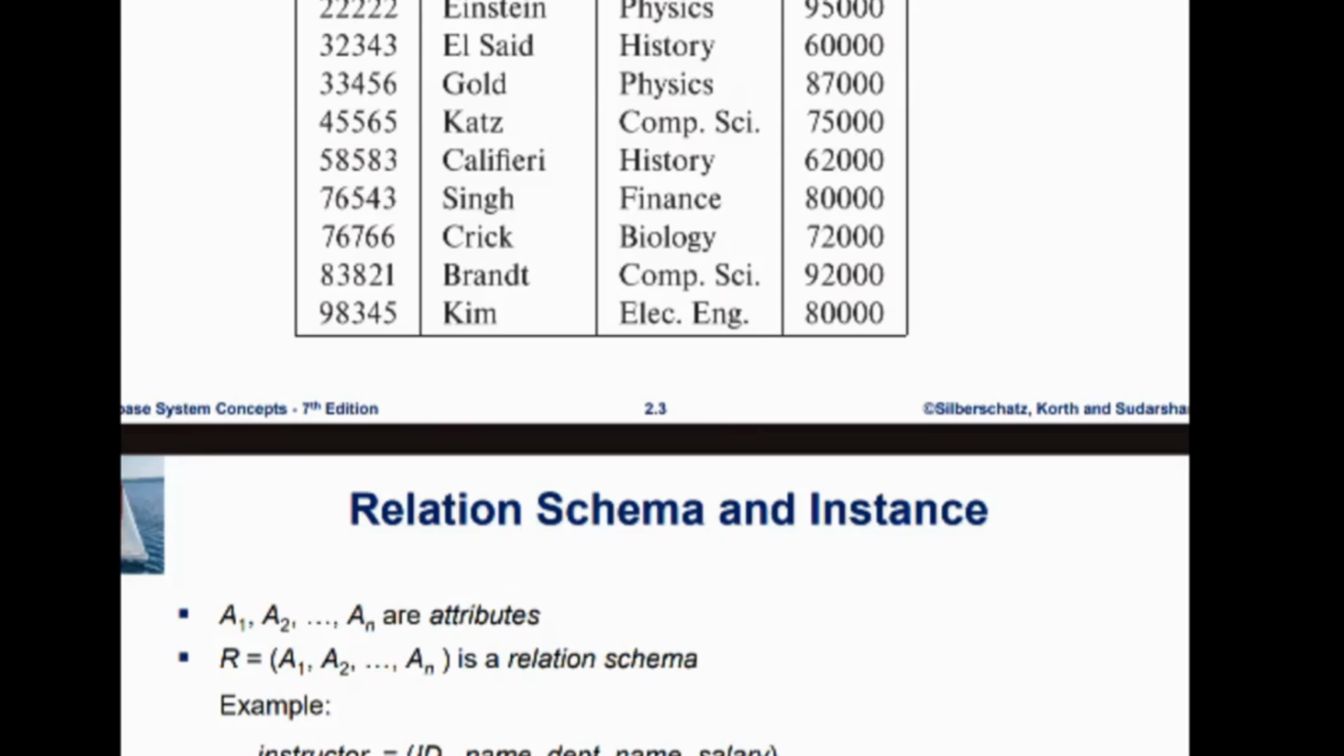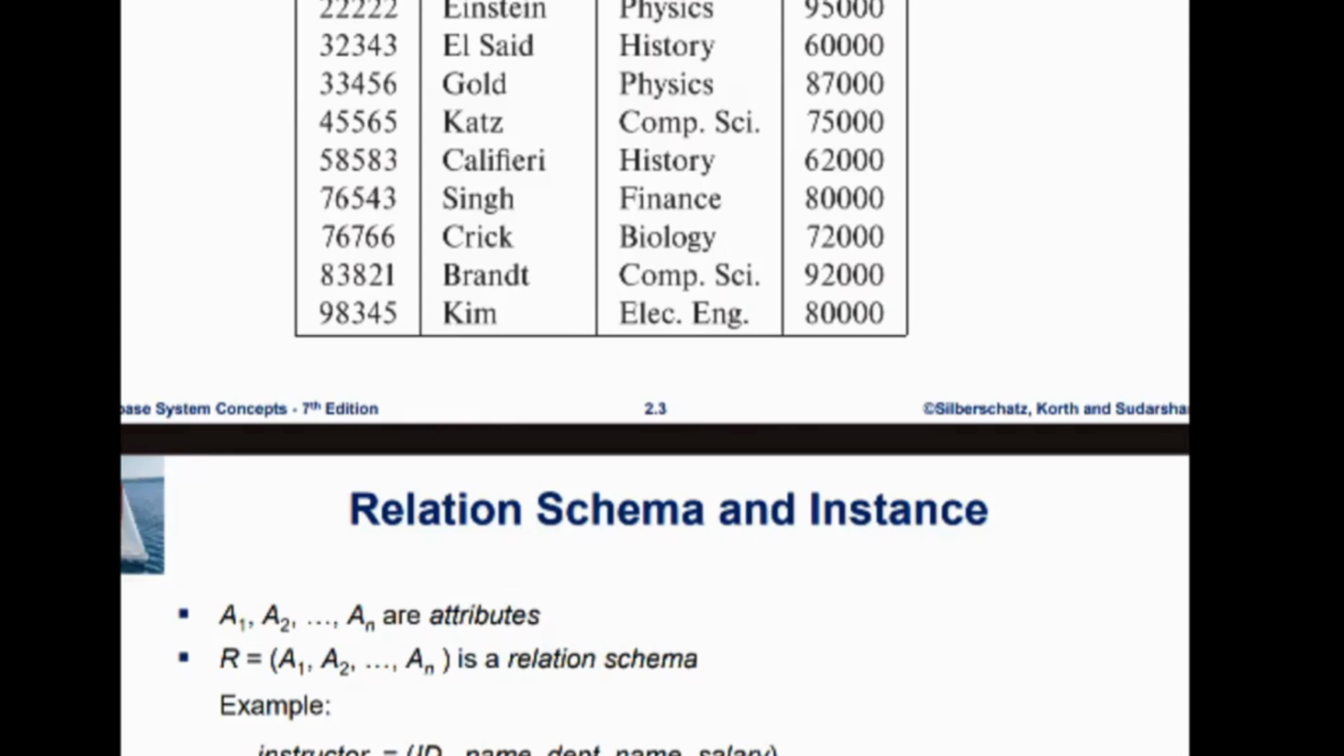Next one is database instance. It is a snapshot of the data in the database at a given instant of time. At any specific time, whatever data is there, that is nothing but the database instance. For example, all the column names are the schema. By seeing the columns only, you can identify what kind of data is there in the rows. That is nothing but the database schema.